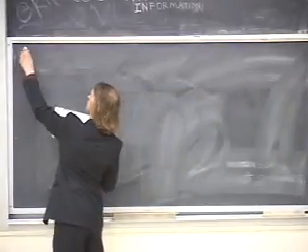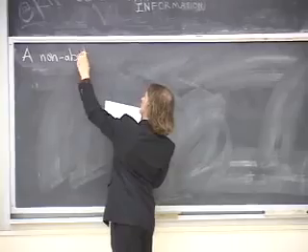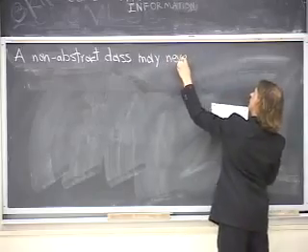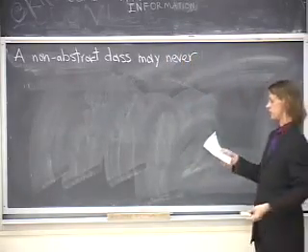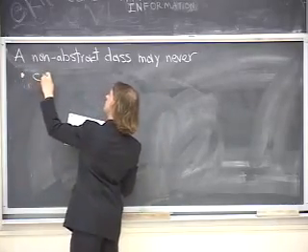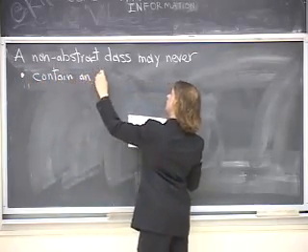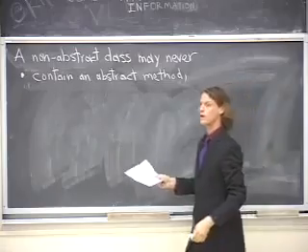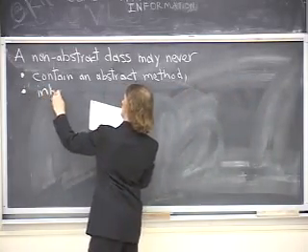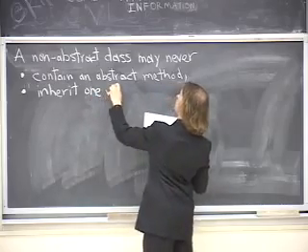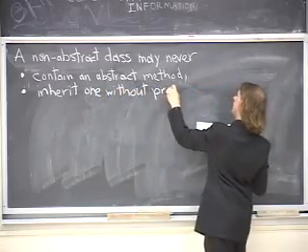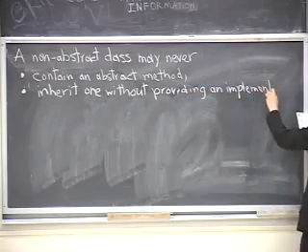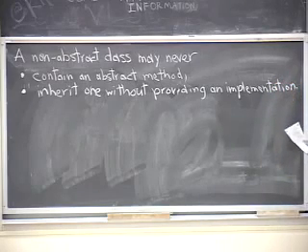Some rules. A non-abstract class, so any class that doesn't have the abstract keyword in front of it, may never contain an abstract method, nor may it inherit one without providing an implementation. Them's the rules.